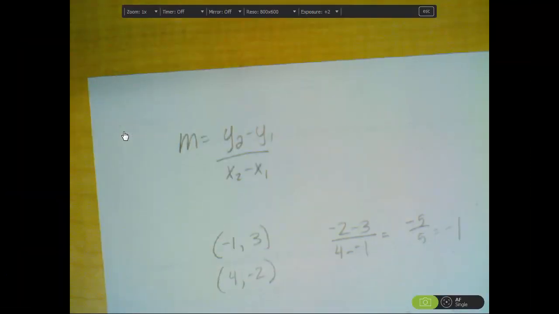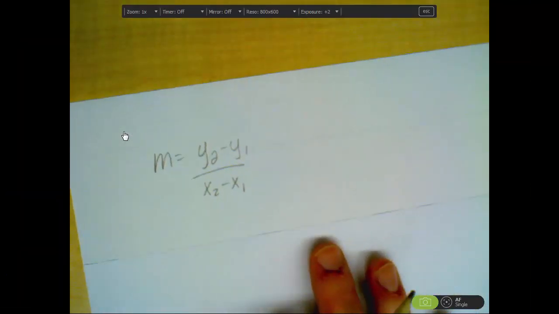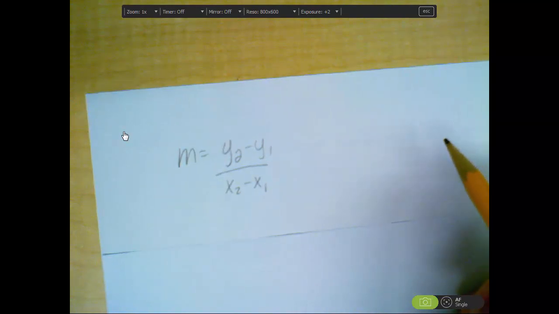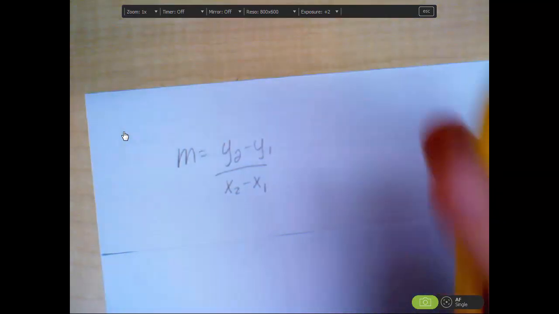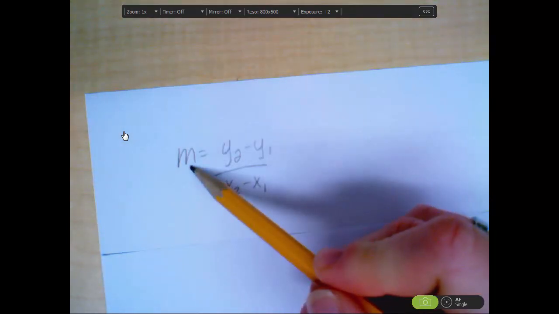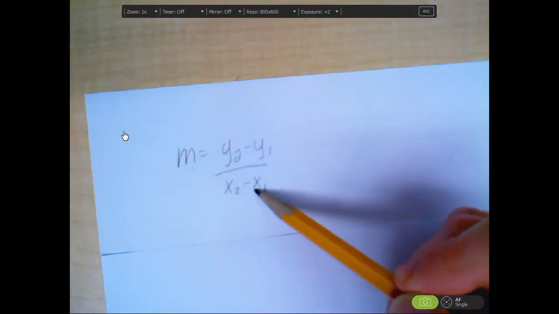Okay, this video is on how to find the slope of a line between 2 points. All we're doing right now is finding slope. We're not worrying about graphing lines. We're not worrying about writing equations of lines. We're just finding slope. We use the letter M to represent slope, and this is the actual formula.